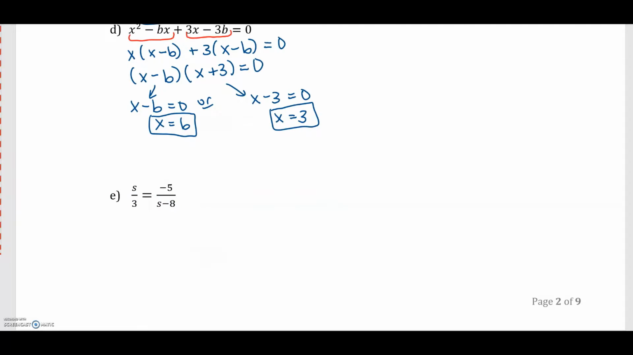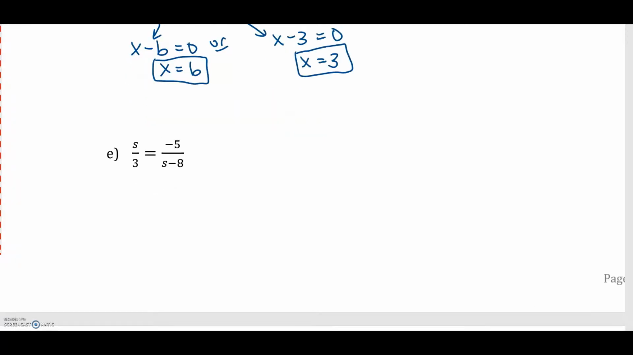Now we would like to solve the equation s over 3 is equal to negative 5 divided by s minus 8. Remember, we have a fraction that is equal to another fraction. This is similar to the proportionality problems that we solved in Math 145, and you can either clear the fraction by multiplying both sides of the equation by 3 multiplied by s minus 8, or consider it a problem where we cross multiply. If we cross multiply, you end up getting s multiplied by s minus 8 is equal to 3 times negative 5.